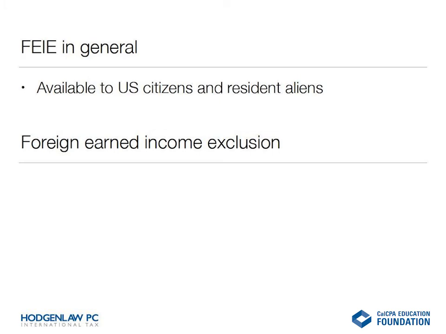And you can, in fact, take that on a dual status return. So in general, this is available to U.S. citizens and resident aliens, and you can use it for the resident part of the year on a dual status year. For 2016, the amount that you're able to exclude is the first $101,300, and that amount changes every year because it's indexed for inflation.